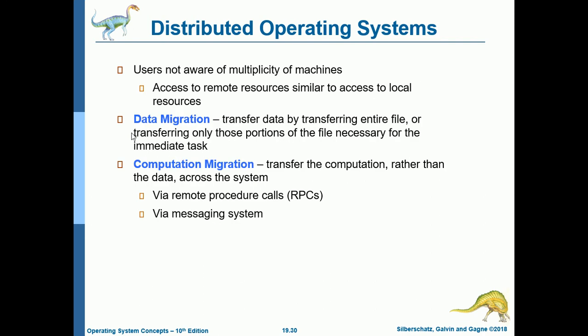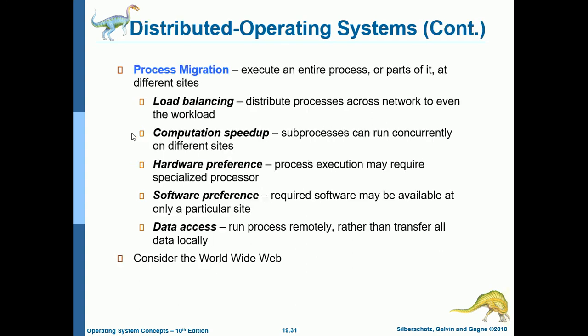While in distributed operating systems, again, users are not aware of the multiplicity of machines, and access to remote resources is similar to access to local resources. So we have data migration, the transfer of data by transferring the entire file or only those portions of the file necessary for the immediate task. We also have another term, computation migration, which transfers the computation rather than the data across the system. Computation migration is done via remote procedure calls, or RPCs, or via the message system.